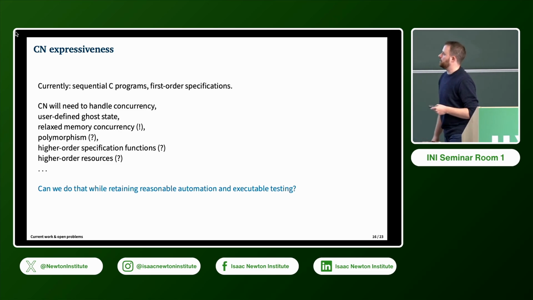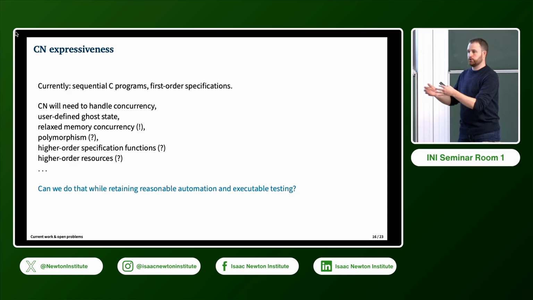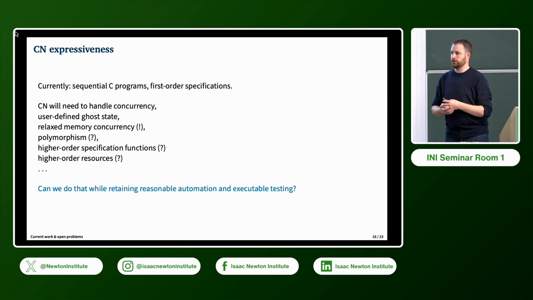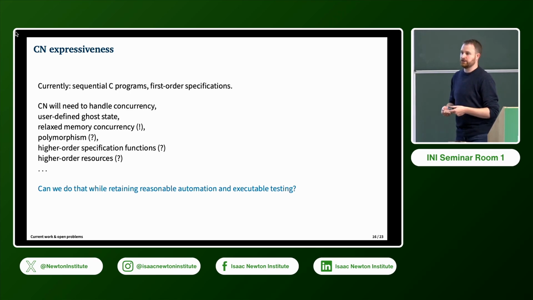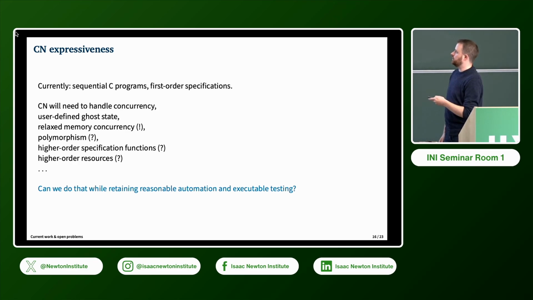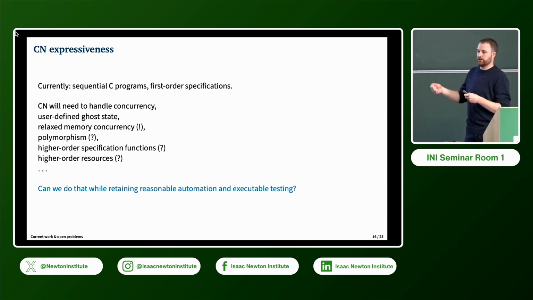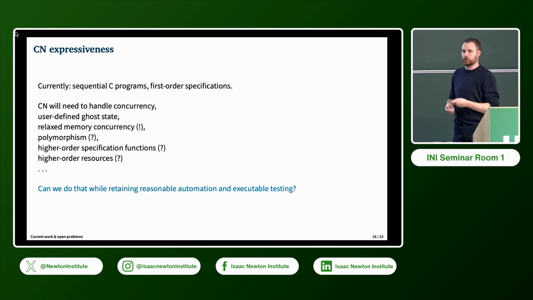Then expressiveness already came up as a problem. For looking at trickier parts of pKVM, for example, we need to extend the specification language. At the moment CN only handles sequential C programs and specifications are first order, and we need to handle concurrency, and we'll probably want some form of user-defined ghost state, and eventually relaxed memory concurrency. For making it nice to write specifications, we want polymorphism and maybe higher order specification functions and so on. Obviously those are tricky to get right for proof automation and for checking. So we're exploring how much of these things we might be able to have while retaining reasonable, predictable automation and runtime checking.